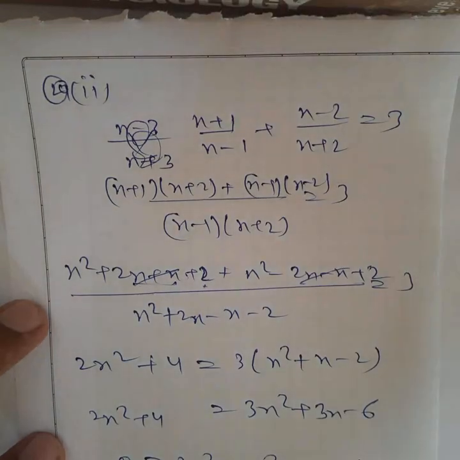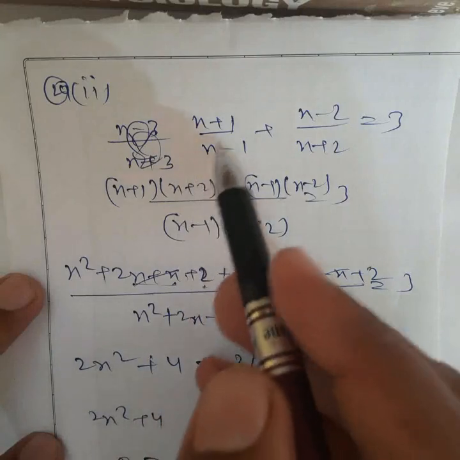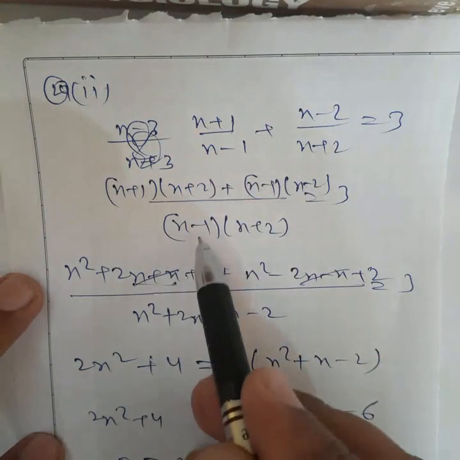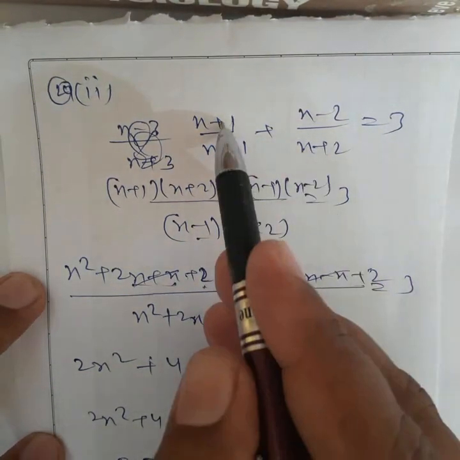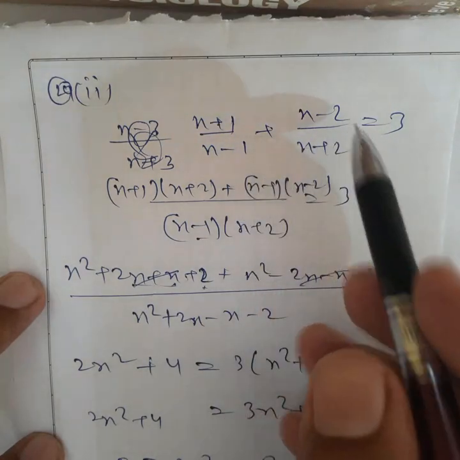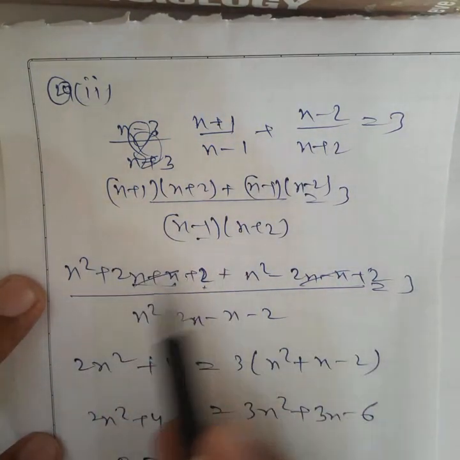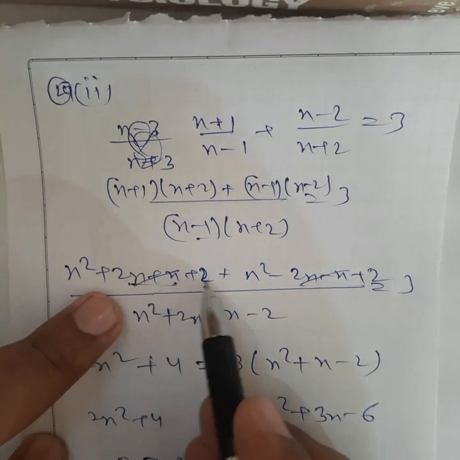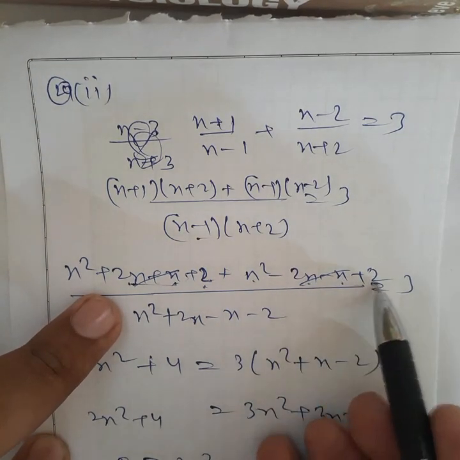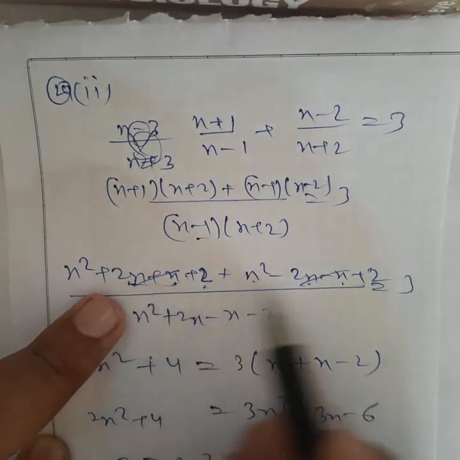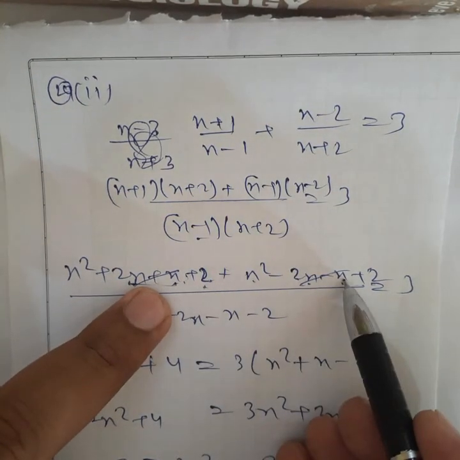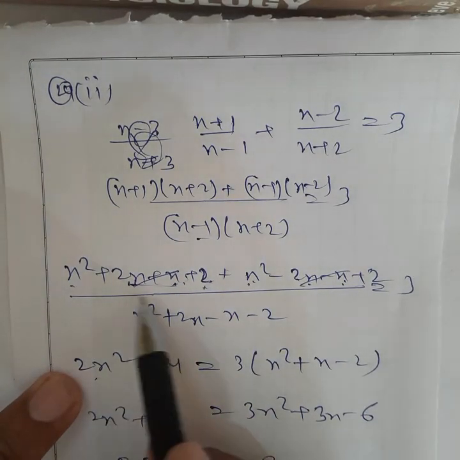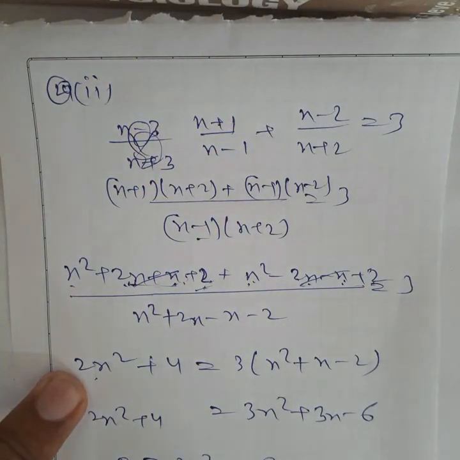Now let's move to the second part of question number 20, which is x plus 1 upon x minus 1 plus x minus 2 upon x plus 2 is equals to 3. Now taking LCM of x minus 1 and x plus 2, x plus 2 is multiplied by x plus 1 and x minus 1 is multiplied by x minus 2. And again we multiply both these terms. So we get x square plus 2x plus x plus 2, x square minus 2x minus x plus 2. So these plus 2x and minus 2x will get cancelled, plus x and minus x will get cancelled. So x square will add up to yield 2x square, and 2 and 2 will add up to yield 4.